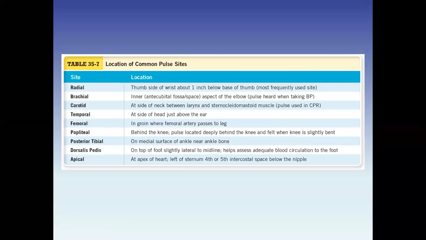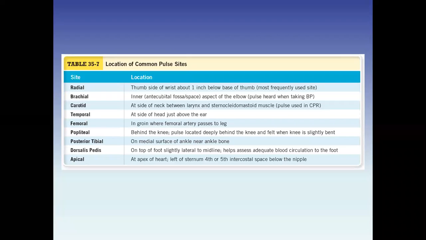The locations: the radial is on the thumb side of the wrist, about 1 inch below the base of the thumb. And the brachial is the inner aspect of the arm right below the elbow, where pressure is applied when taking the blood pressure.